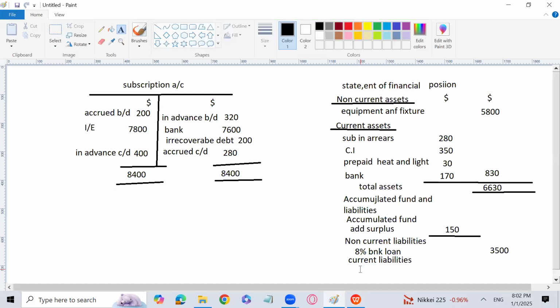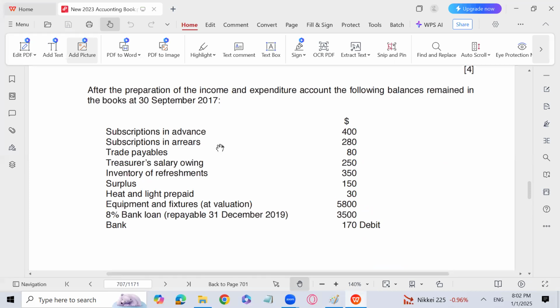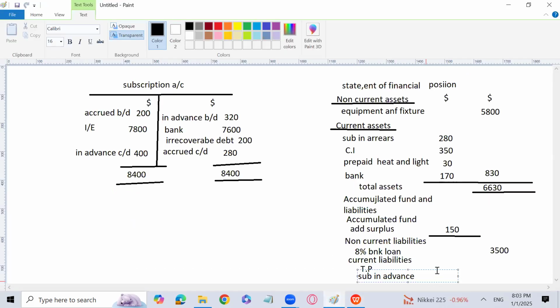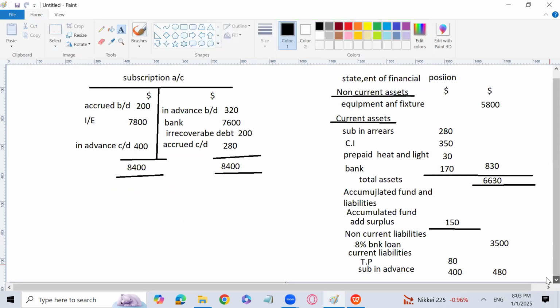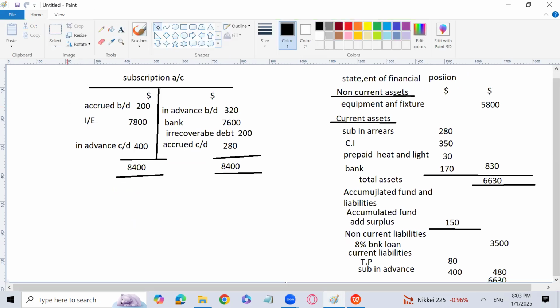Current liabilities, we have trade payable and we have subscription in advance. That is also a current liability. I think it is given over here also. That is subscription in advance 400 and the trade payables 80. So 80 and 400. It will become 480. So if you go for the total should be the same, 6630. Obviously, it has to be the same because assets equal to capital plus liabilities.